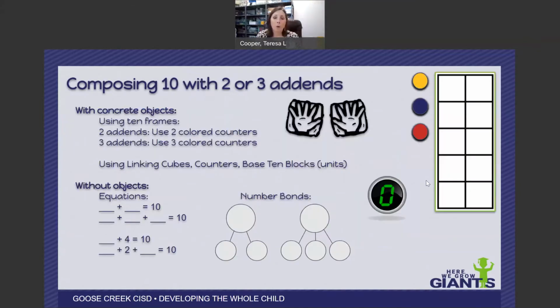So our first part of the learning progression in this unit is composing 10 with 2 or 3 add-ins.